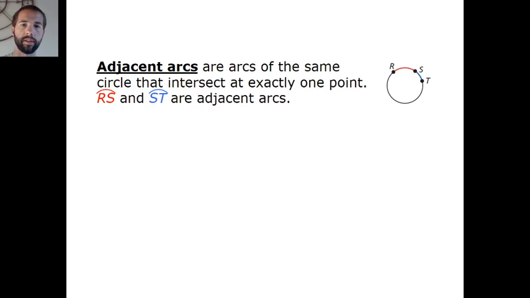Now adjacent arcs. This is kind of like when we did the segment addition or angle addition. It's kind of just like that. Adjacent arcs are arcs of the same circle that intersect at exactly 1 point. So in this picture, arc RS and arc ST are adjacent arcs. They're next to each other.